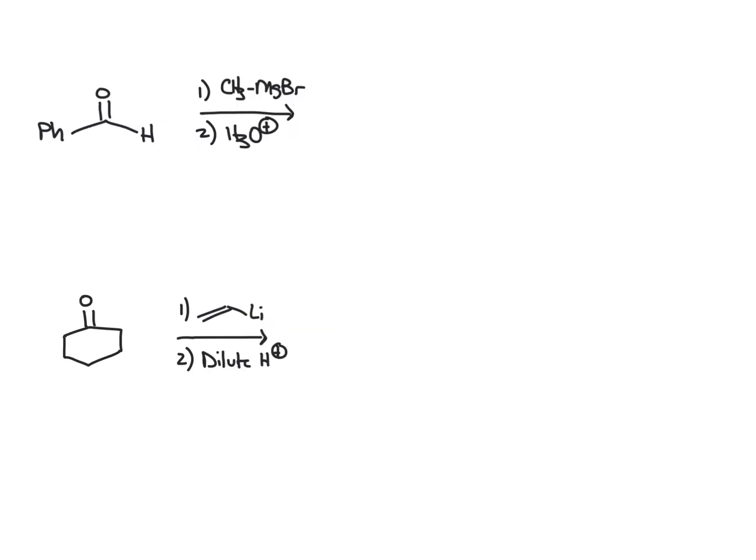Let's look at a couple of examples where we add an organometallic reagent to an aldehyde or ketone. What we see are two-step reactions where we start with an organometallic reagent, followed by step 2, which is an aqueous or acidic workup. And we're going to see why we really do need that in the reaction.